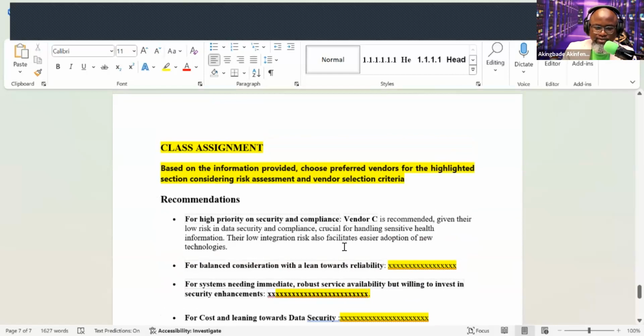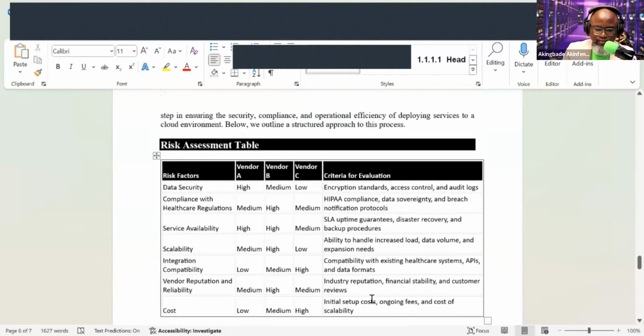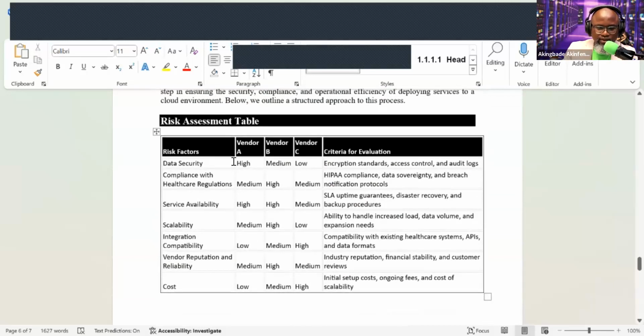Their low integration risk also facilitates the adoption of new technology. Let me tell you what this is all about. We are looking at this table here. Vendor A is high on data security, vendor B is medium, and vendor C is low. In terms of compliance, we have medium, high, medium.